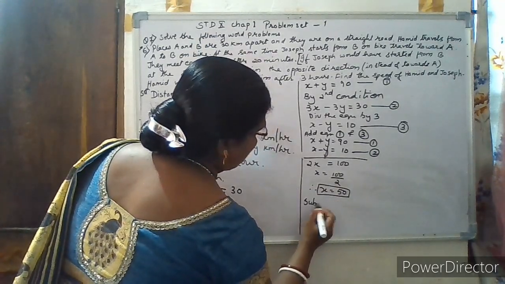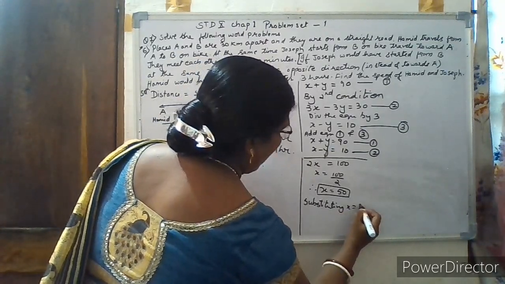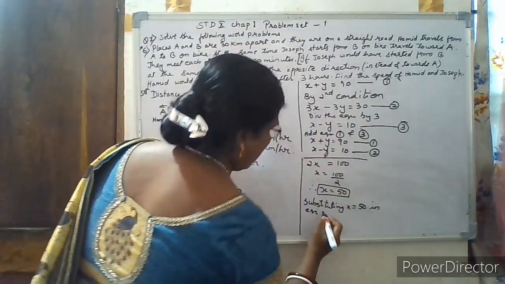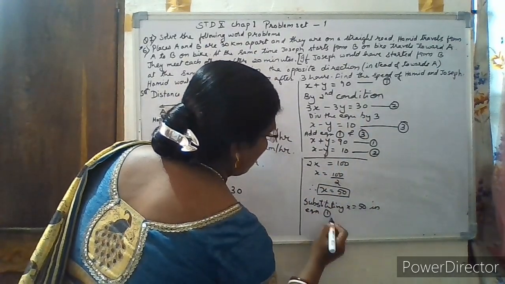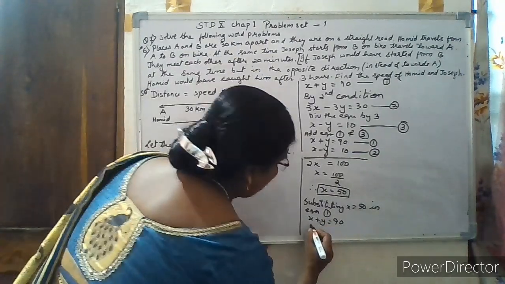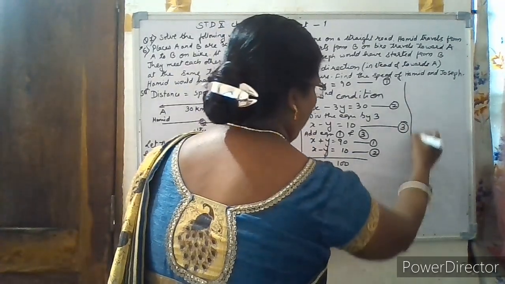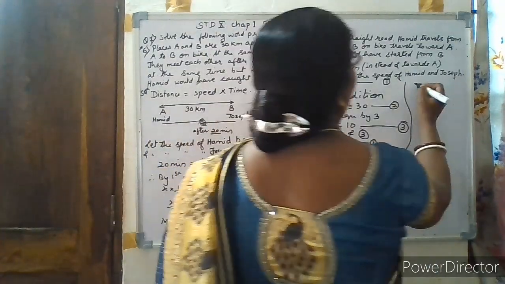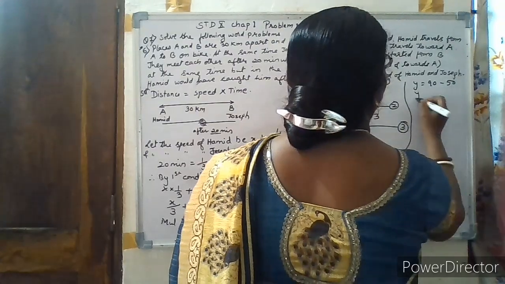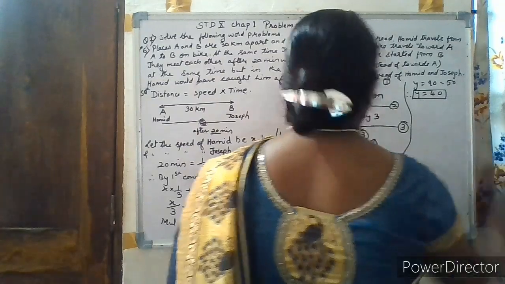Substituting x is equal to 50 in equation 1, the easiest equation, that is x plus y is equal to 90. So 50 plus y is equal to 90. Now y is equal to 90 minus 50. So y is equal to 40. Therefore, the y value we have got is 40.